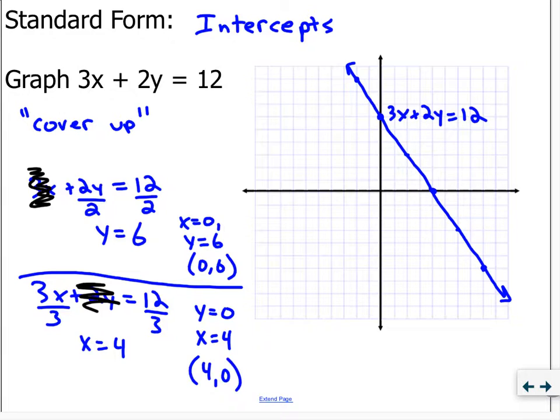So when I see it in standard form, I really like to do that method, that cover-up method. Some kids even call it the finger method. They're like, oh, I'm going to give this the finger, man. So hey, give it the finger. Take your finger and cover it up. Cover up that part of it.